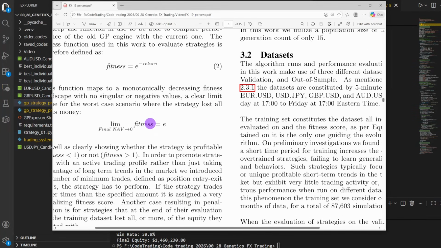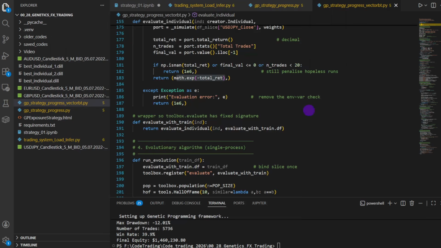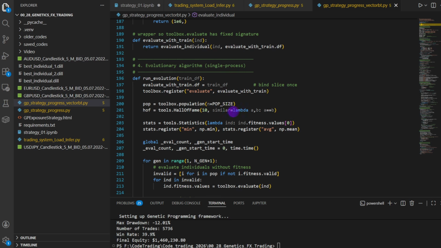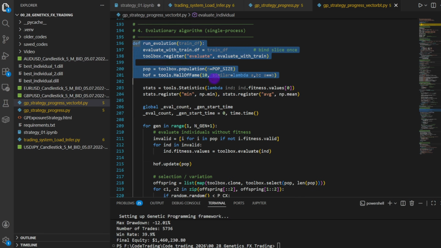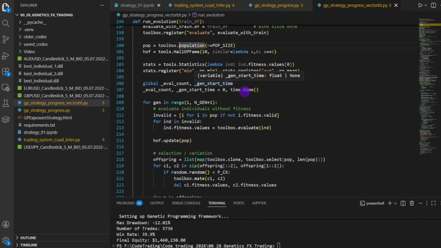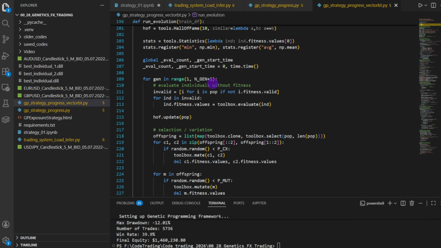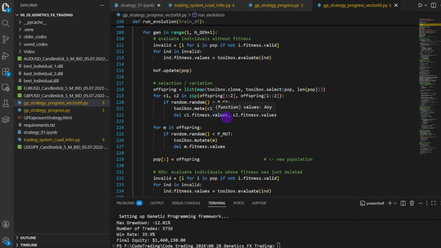That's expression 2. Fitness is equal to exponential minus the return. Then we can move on to the evolution run, which is defined in this function. So run evolution. We create a population of 1000 indicators or strategies and evolve over 15 generations. Each generation does evaluate all strategies, all indicators, keep the best ones in a Hall of Fame, select parents with a tournament selection, apply crossover with 90% chance, apply mutation with 15% chance.